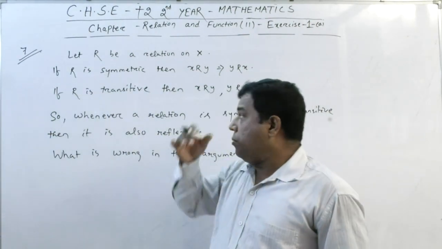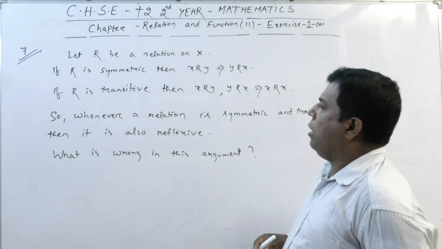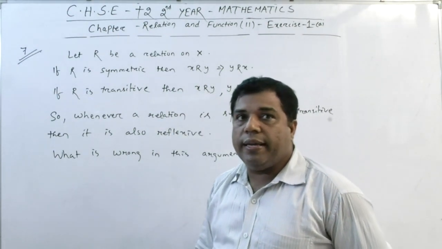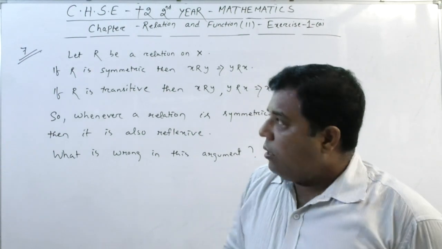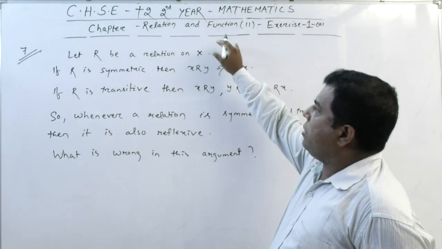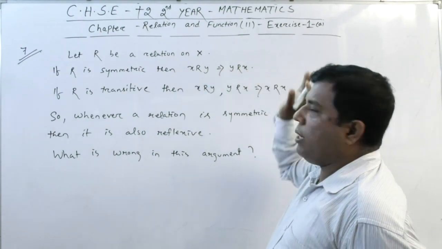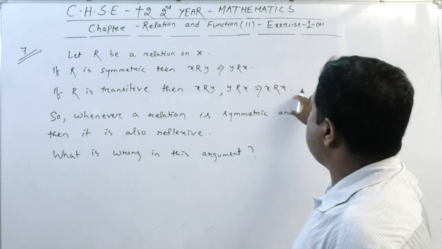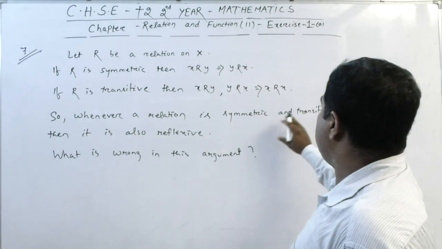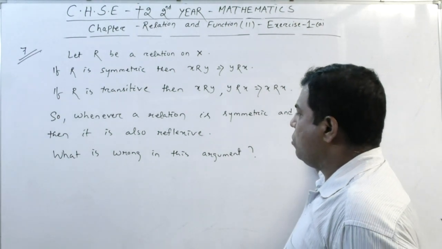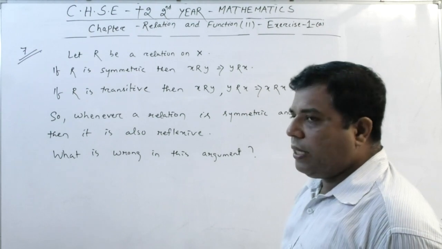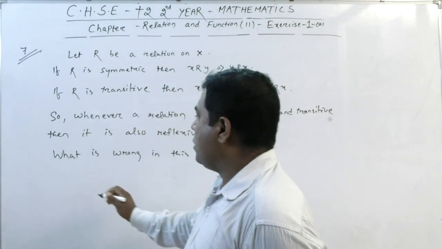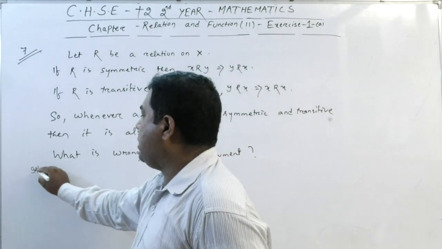Okay, so my dear students, now we will see this question and what is wrong in this argument. So you see, if a relation is symmetric, then x related to y implies y related to x. Clear? If it is transitive, x related to y, y related to x implies x is related to x. So whenever a relation is symmetric and transitive, then it is also reflexive. What is wrong in this statement? Okay, my dear students, I show it with an example.